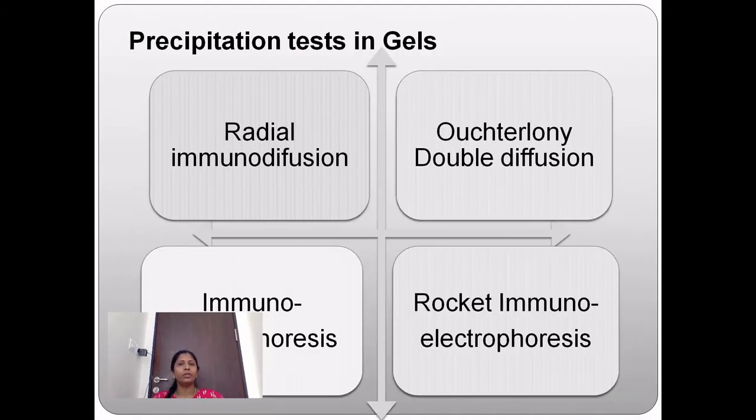Moving on to precipitation reactions occurring in gels. The precipitation tests that are allowed to undergo in diffusion are mainly radial immunodiffusion and Ouchterlony double diffusion, whereas there are certain procedures which occur under the influence of an electric field. The most important formats in these are immunoelectrophoresis and rocket immunoelectrophoresis.